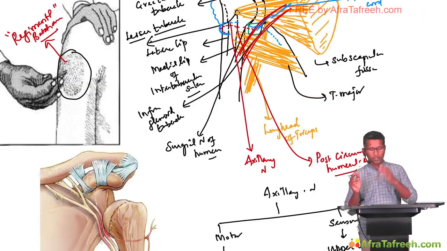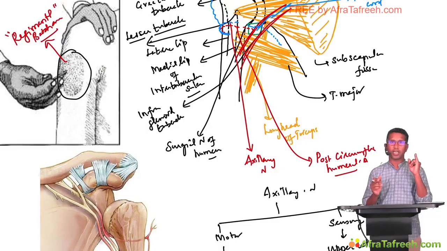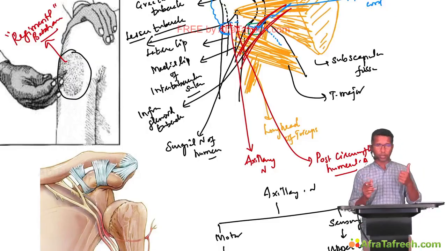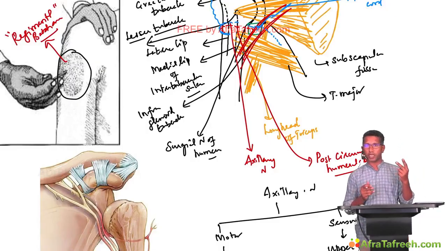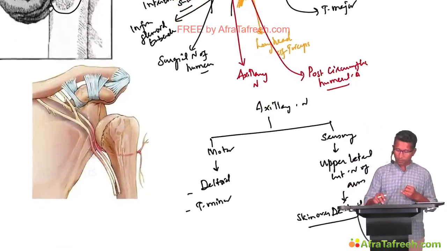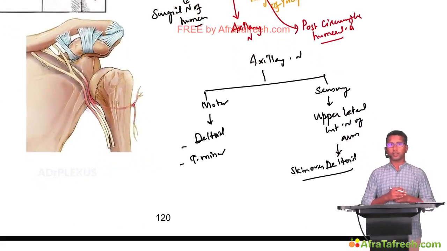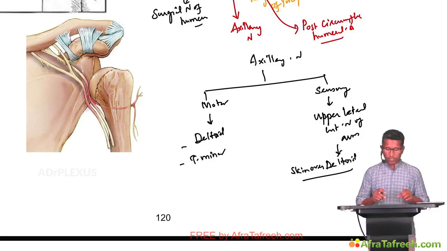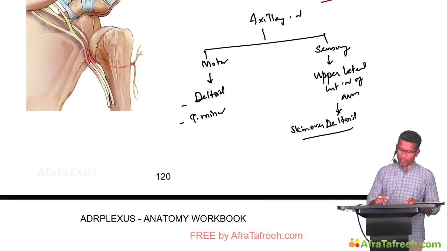Okay guys, clear? So axillary nerve, remember, once you see axillary nerve, regimental badge area should come to your mind. What are the two muscles that are supplied by the axillary nerve? One is the deltoid, another one is the teres minor. Okay, fine. So this is about the axillary nerve injury, guys.